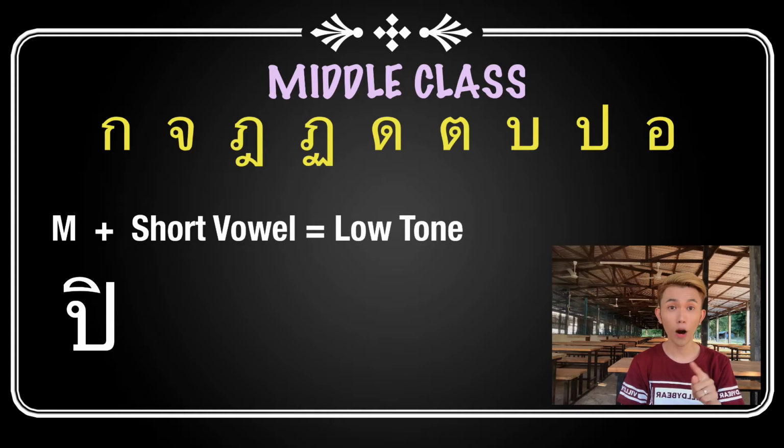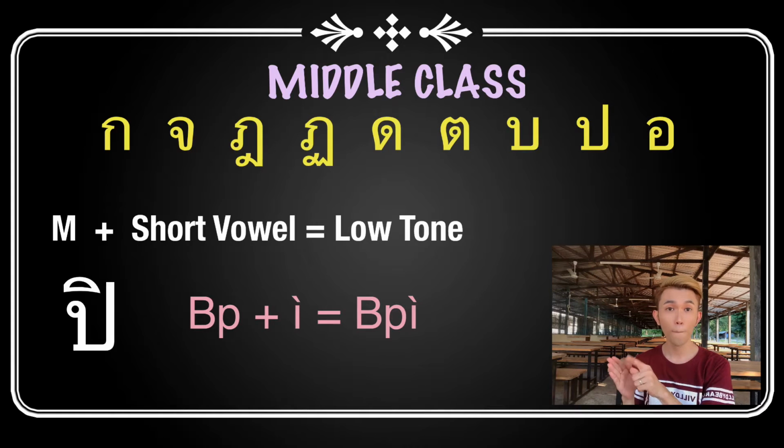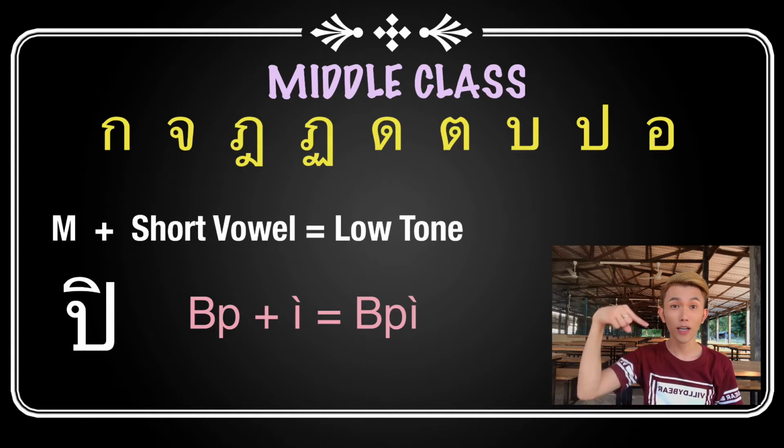Another example: bopla plus sarai. How to read this one? Bopla is the BP letter, plus sarai, short i. It is not the letter P where air comes out. It's in between the letter B and the letter P. You don't release the air; it stays in the mouth. So the pronunciation is pi. Short, low tone.